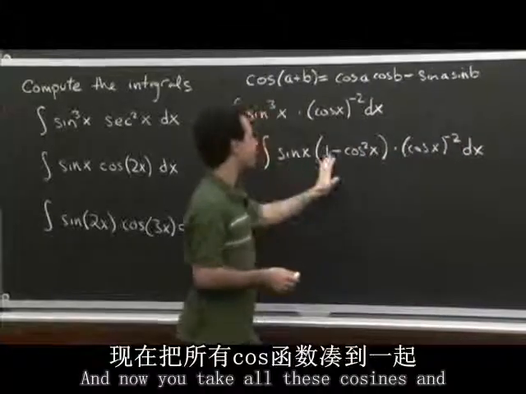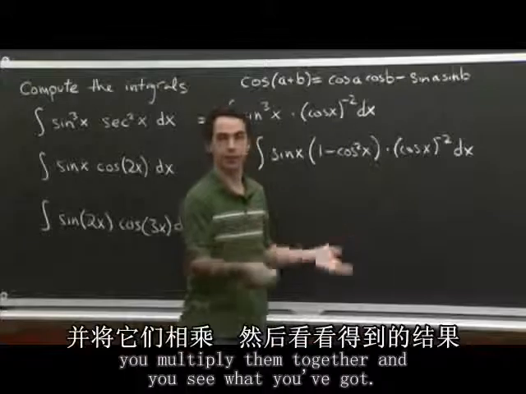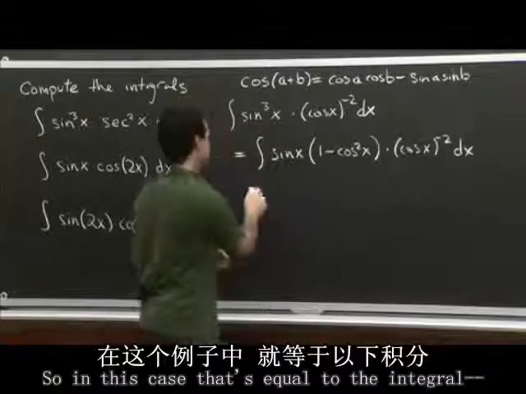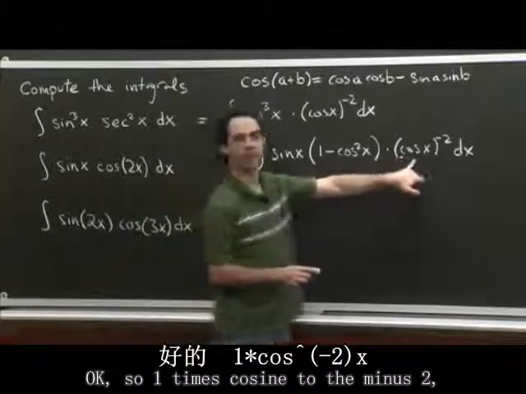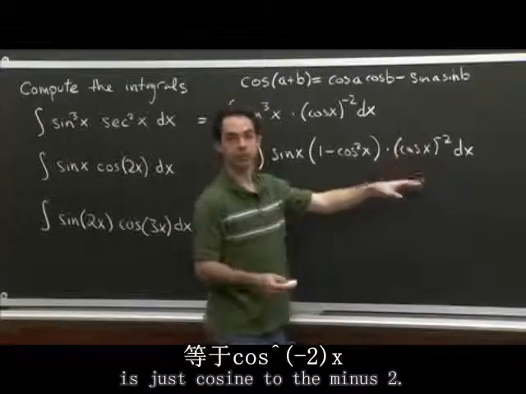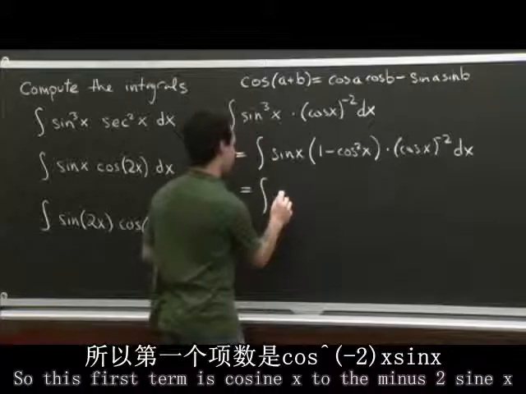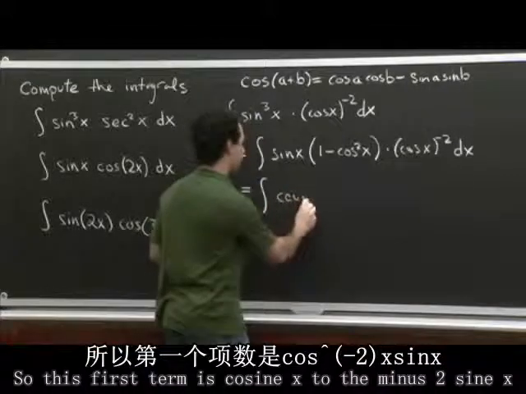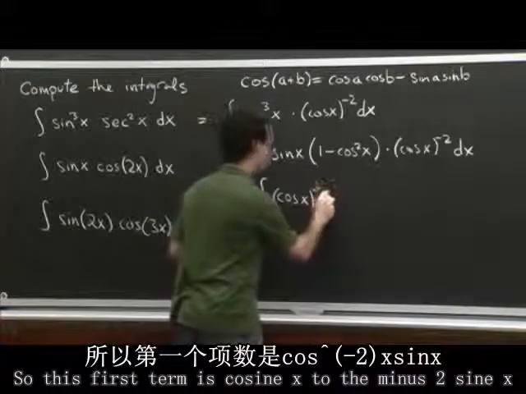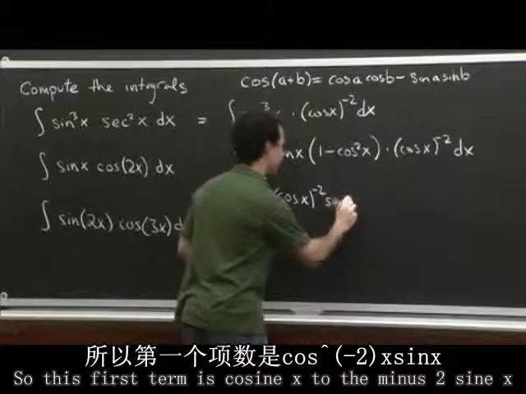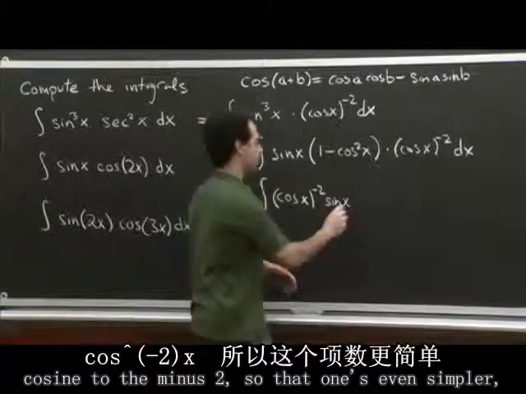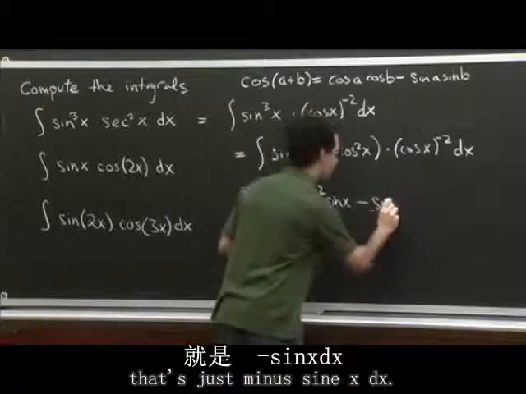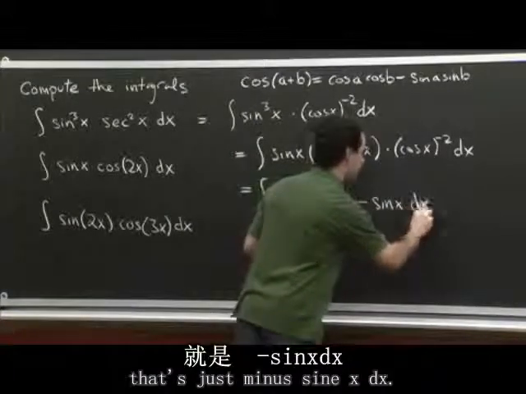And now you take all these cosines and you multiply them together and you see what you've got. So in this case, that's equal to the integral. OK, so 1 times cosine to the minus 2 is just cosine to the minus 2. So this first term is cosine x to the minus 2 sine x. And then minus, OK, we have cosine squared times cosine to the minus 2. So that one's even simpler. That's just minus sine x dx.